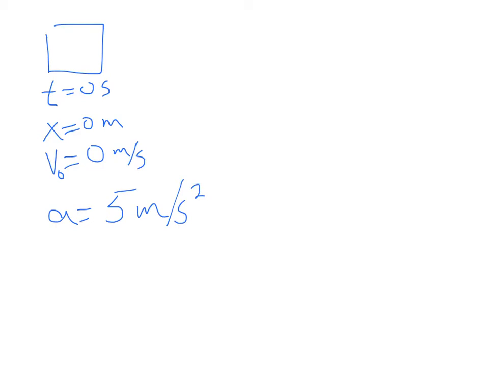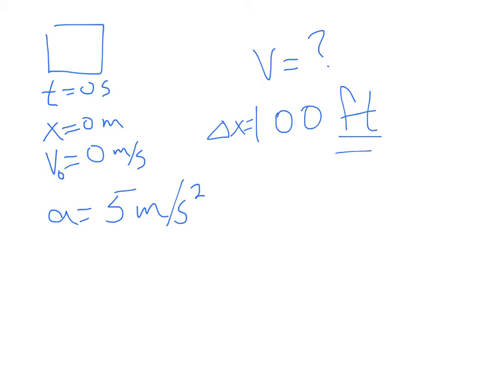And it does this over a period of time. And we want to know, what is the final velocity when it has moved a distance of 100 feet. So what is this distance? This is our change in x. That's our displacement. Well, right off the bat, we should see that, wait a minute, feet, we got to change that. So how many meters is 100 feet?